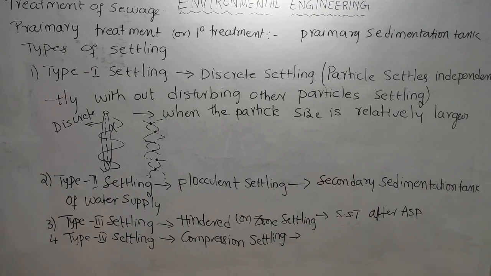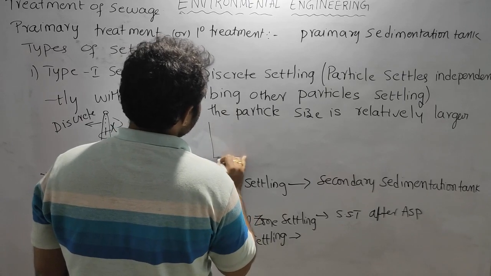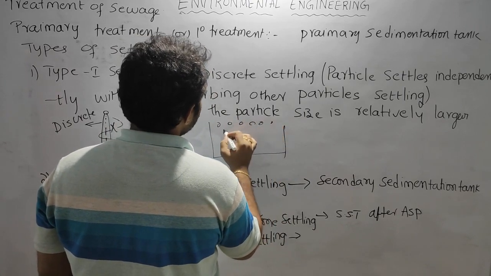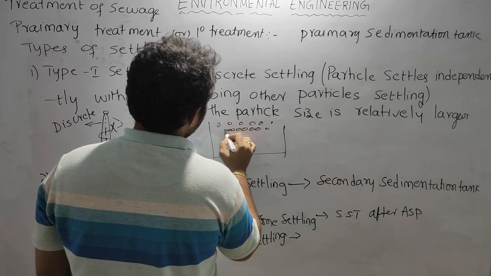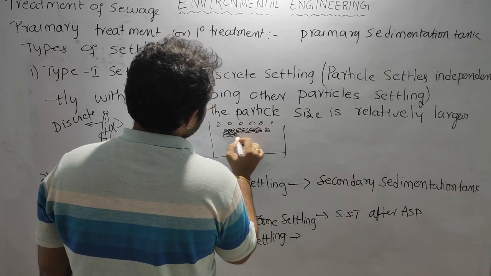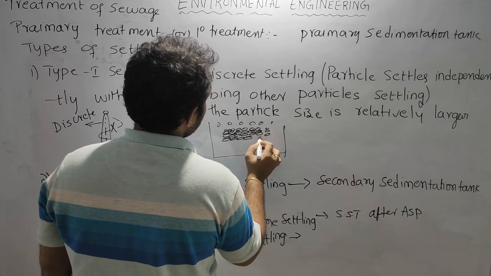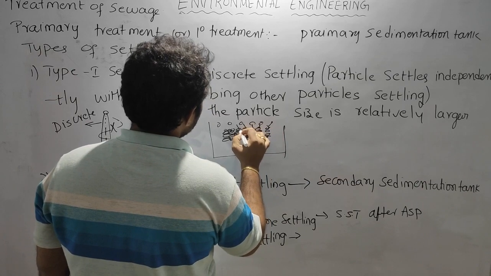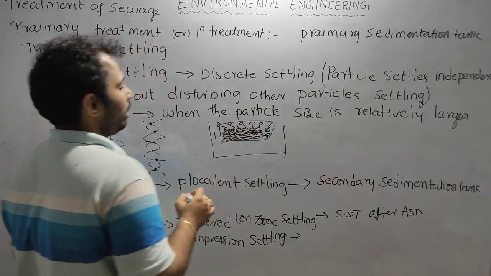So for that kind of settlement, if the concentration is very high, how will the particles settle? These are the particles when they are at the top. When they are settling, they will come together like this and form layers. These bottom layers will support the top layers. The particles will come and stick to this layer and get compressed into a unit.